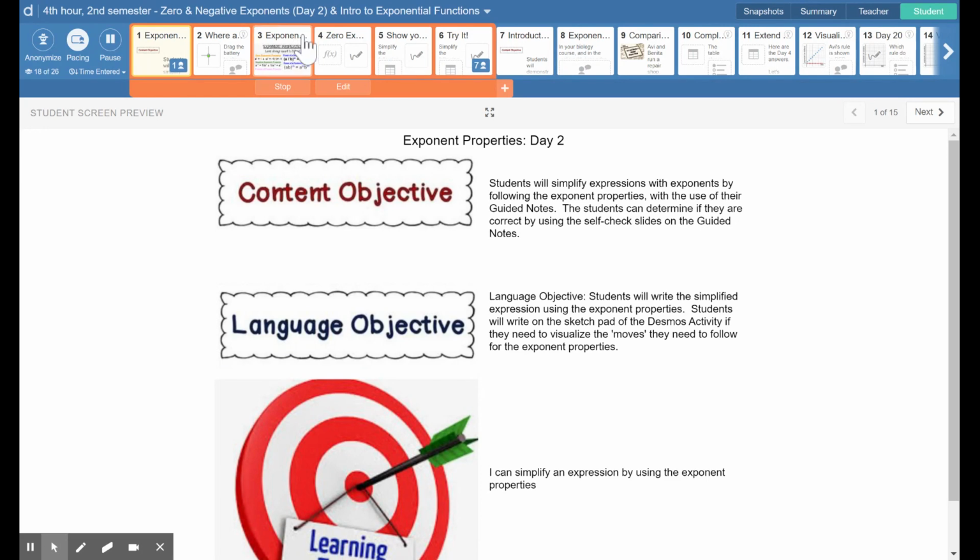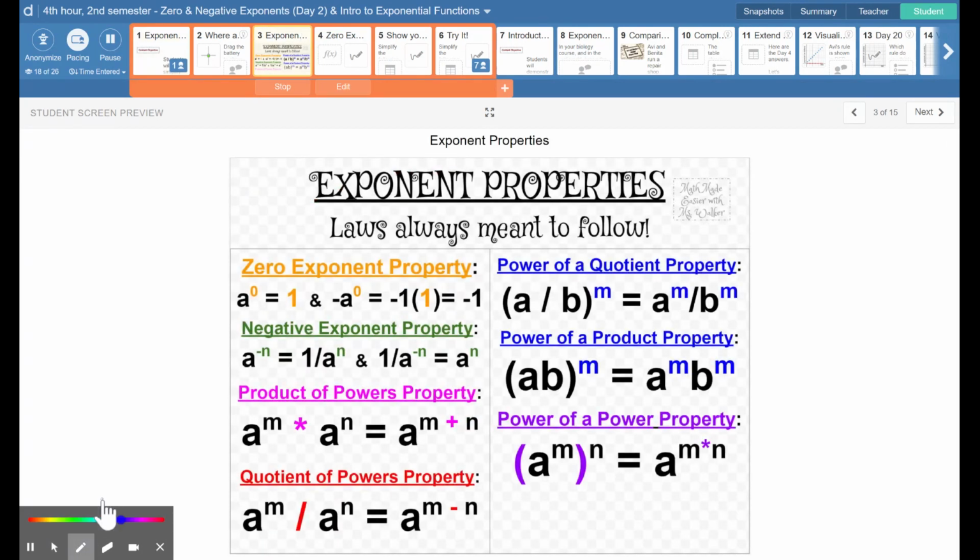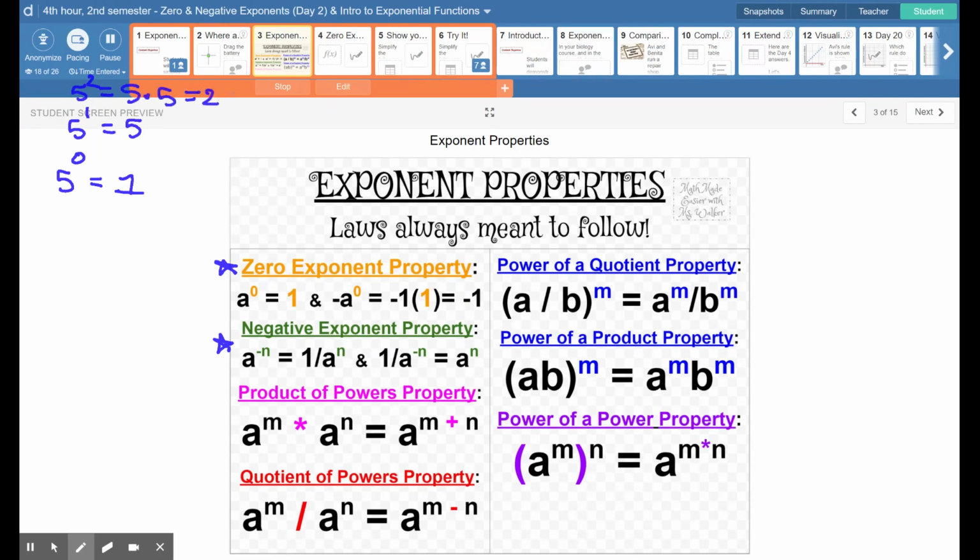So on slide number 3 are the two exponent properties that we're talking about today, which is the zero exponent property and the negative exponent property. So the zero exponent property says any number with an exponent of 0 will become a 1, because what exponents mean is the base repeats. So if this was 5 to the 1, it repeats 1 time. If it's 5 squared, it means it repeats 2 times. So if you don't have the 5 repeating, it's just 1.